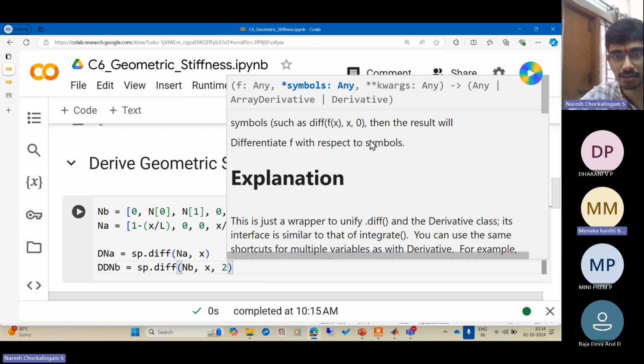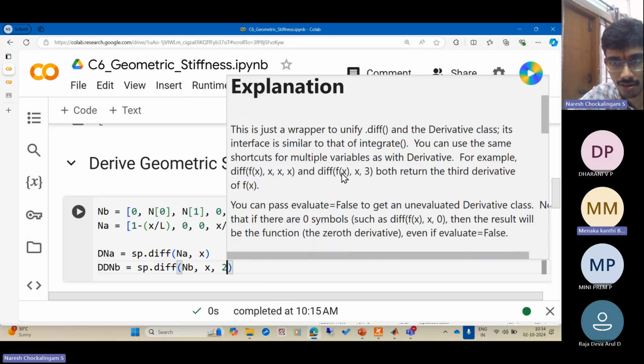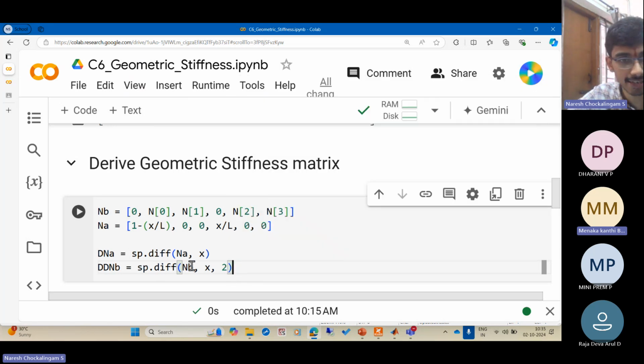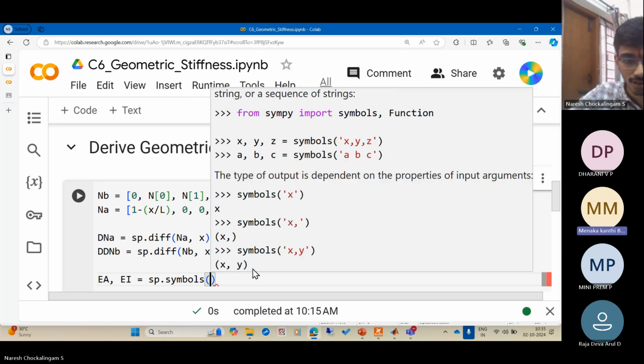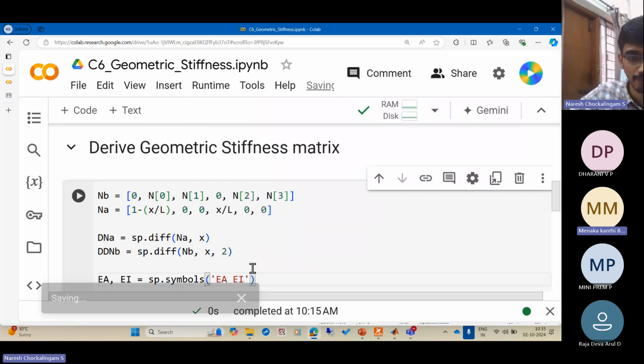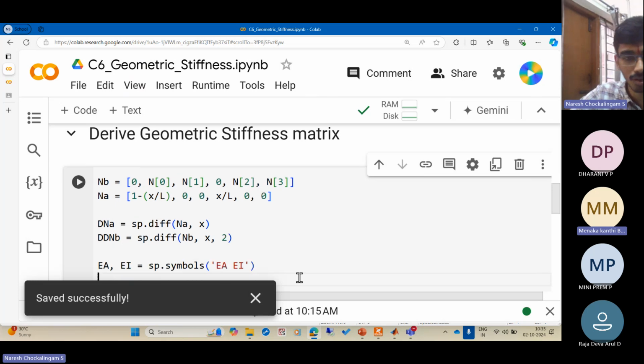So diff of f of x, x, 3 will return the third derivative of f. So this will return the second derivative of NB. These are the things that we want. And we have 2 more symbols. Let me call sp.symbols, what are they? EA and EI. Okay, so now it's done.